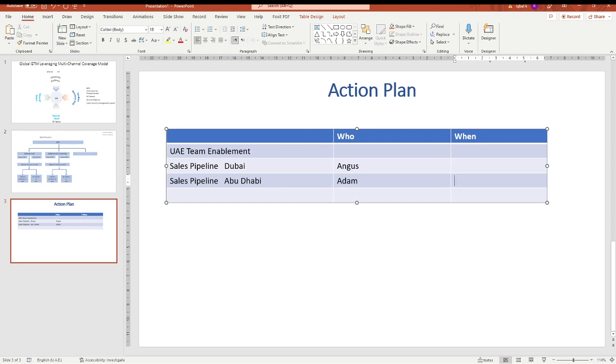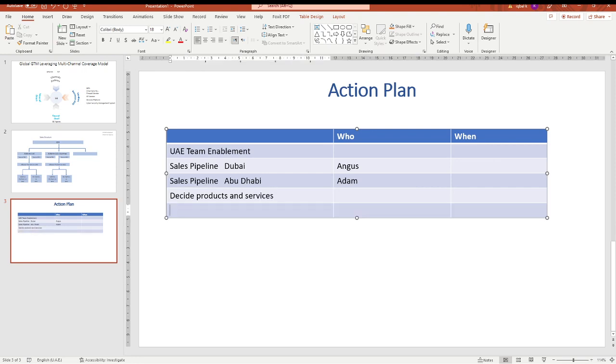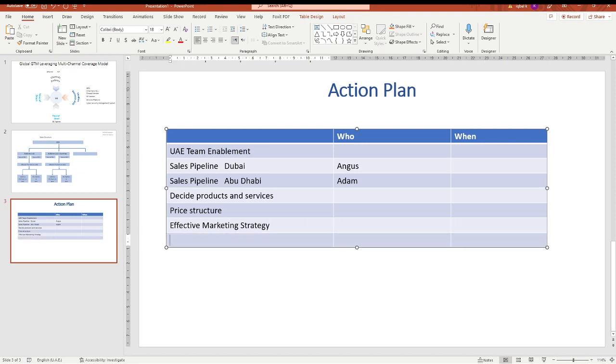Well, it's a long topic. There are so many tasks which are supposed to be completed when it comes to the action plan, but these are the starting points. And then obviously you have to define some of the portfolios, and then you need to decide products and services, and then enable the team on the price structure. And then of course, hand in hand with everything, you have to have an effective marketing strategy. Again, this is a complete topic in itself, but this should be addressed down the line.